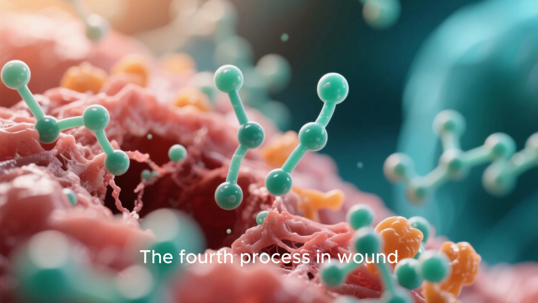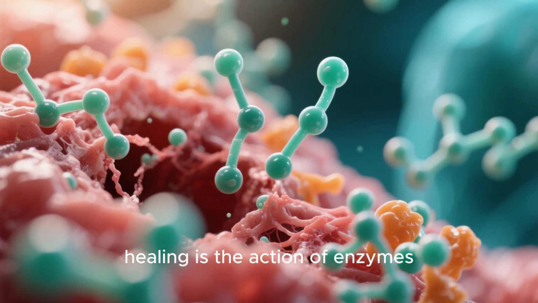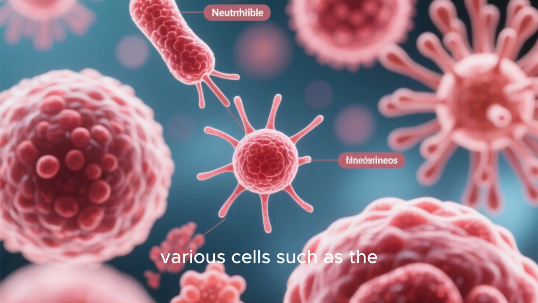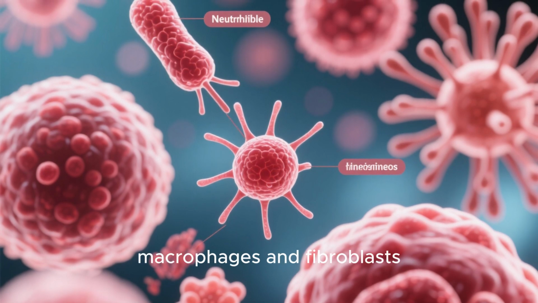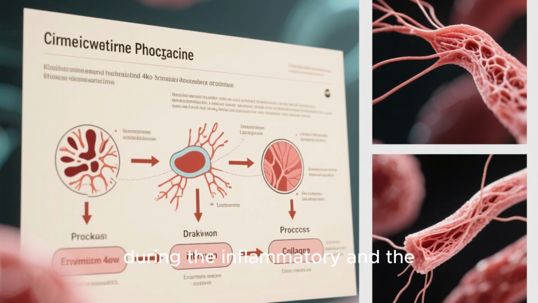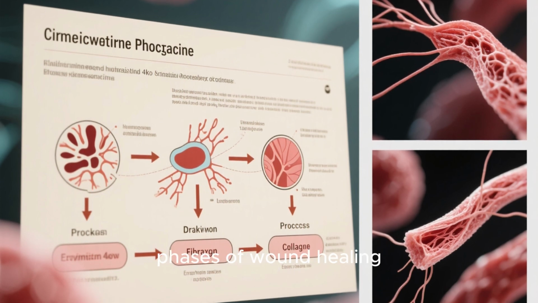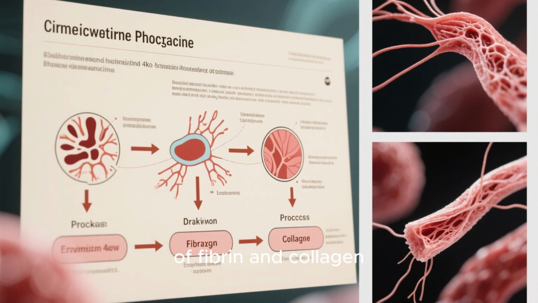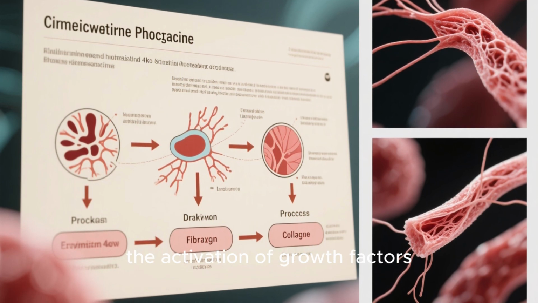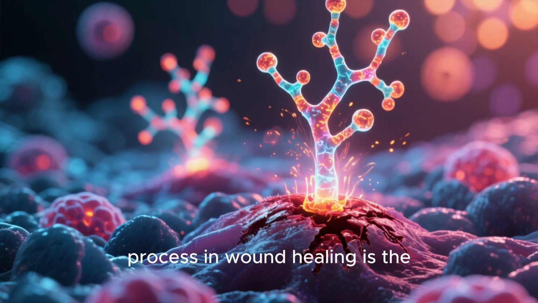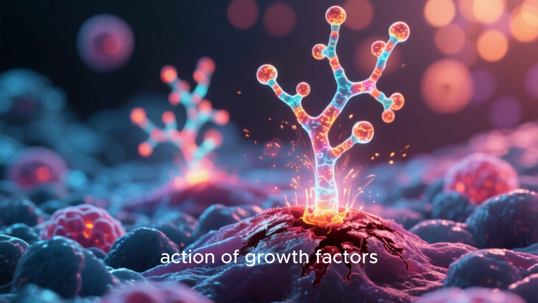The fourth process in wound healing is the action of enzymes. Enzymes play an important role in wound healing, and they are released by various cells such as the neutrophils, macrophages, and fibroblasts. So enzymes are released during the inflammatory and the proliferative phases of wound healing, and they help in various processes, such as the breakdown of fibrin and collagen, the activation of growth factors, and the synthesis of new tissue.